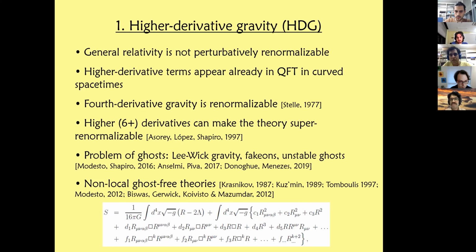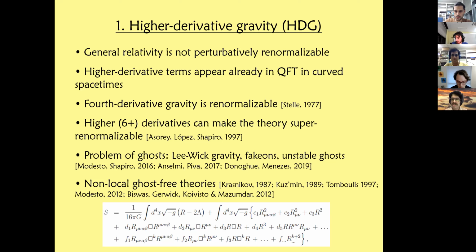Besides that, fourth derivative gravity is a renormalizable theory. This was shown by Stelle in 1977. And if you add more derivatives of the metric, you can have super-renormalizability. So higher derivative gravity with six and more derivatives can be super-renormalizable.